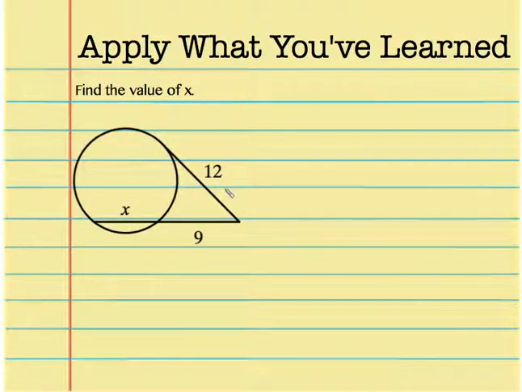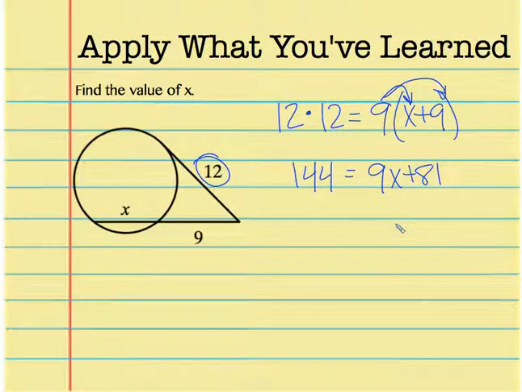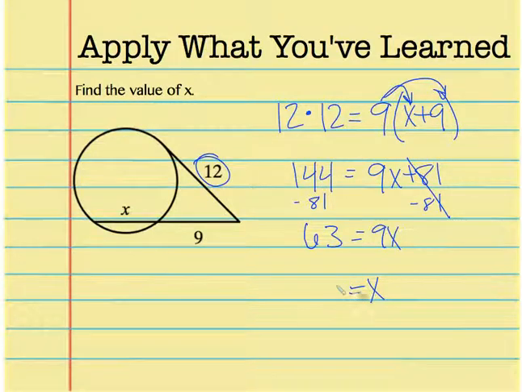All right, this one is only different because the outside part and the whole thing are the same. So outside part is 12, whole thing is 12. Then outside part is 9, whole thing is x plus 9. So we get 144 on this side, 9x plus 81, because I got to distribute that to both of them. So 144 subtract 81, that's 63. So we're left with 63 equals 9x. I'll go ahead and write this for anybody who needs to see it. So x equals 7.